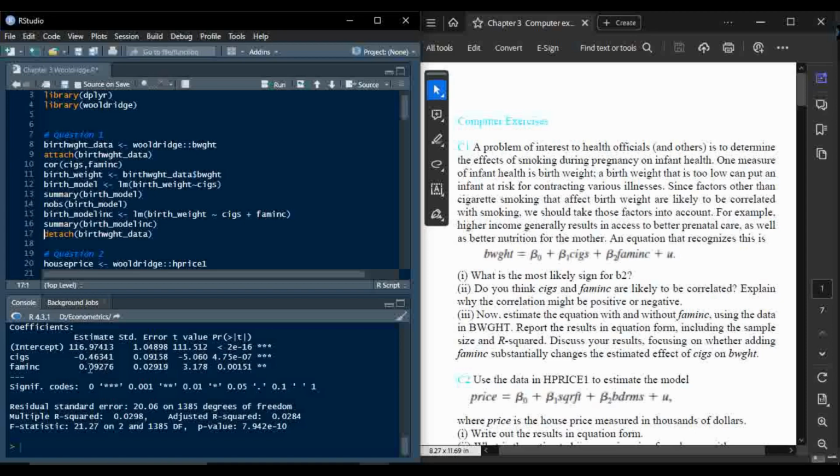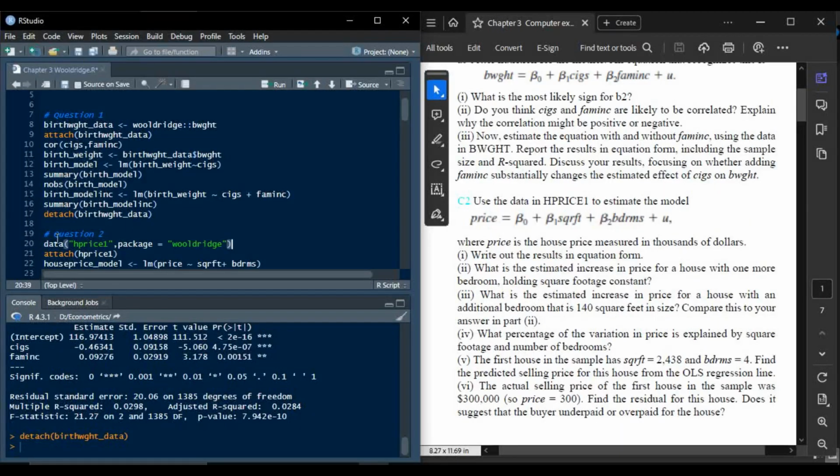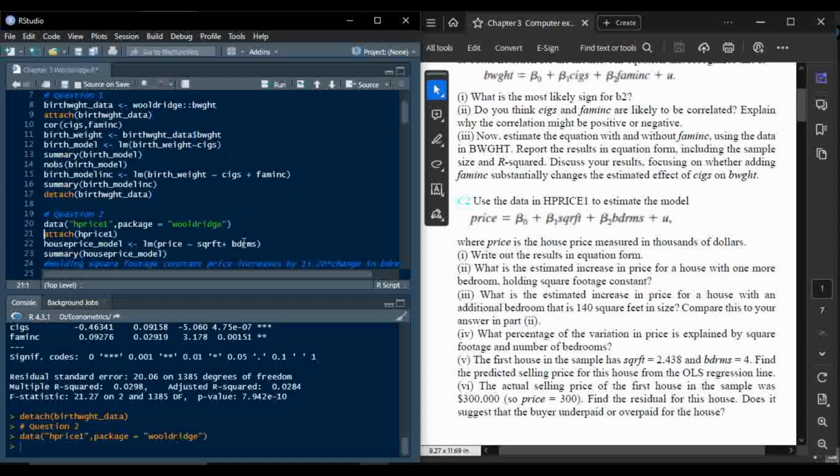Okay, so we are done with this question. Let's detach this data set. Now coming to the second question. The second question utilizes the data set hprice1. So let's call this data set from the package wooldridge by typing the command data, in the bracket, use double quotes hprice1, and then package wooldridge. Press Ctrl plus Enter. Then attach this data set.